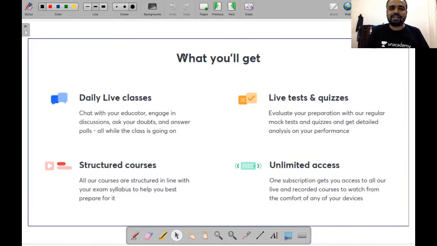And the third advantage is the live tests and quizzes. This is the most necessary thing for self-evaluation.